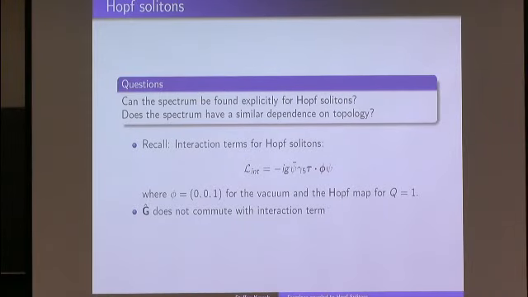Well, so there are kind of two questions. I've managed to calculate the spectrum completely analytically and explicitly. Can I do the same thing for Hopf Solitons? And does the spectrum have a similar dependence on topology?